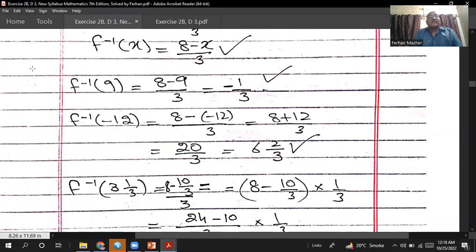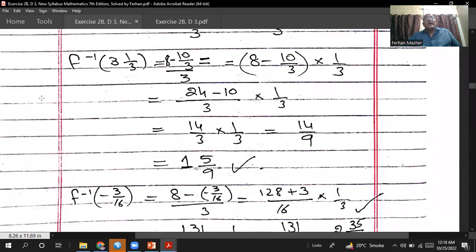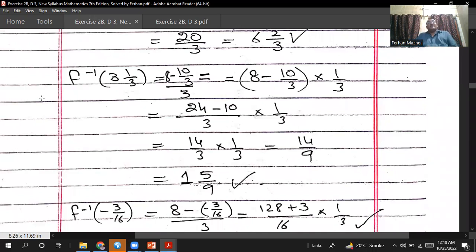In the last part, he says f inverse of 3 whole 1 by 3, and it will be 10 by 3. So the formula will become 8 minus 10 by 3, the whole thing divided by 3. So it will be 8 minus 10 by 3, multiply 1 by 3. So means you put a bracket around it, then multiply 1 by 3. So take the LCM inside the bracket.